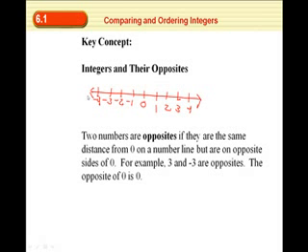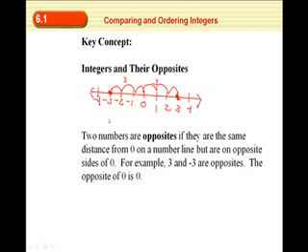Okay, it says two numbers are opposites if they are the same distance from 0 on a number line, but on opposite sides of 0. For example, 3 and negative 3. So let's take a look at 3 is right here, and negative 3 is right here. So this is 1, 2, 3 steps from 0. This is 1, 2, 3 steps from 0. So negative 3 and positive 3 are considered opposites. And just a little side note, the opposite of 0 is 0.